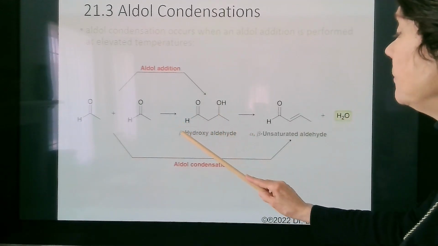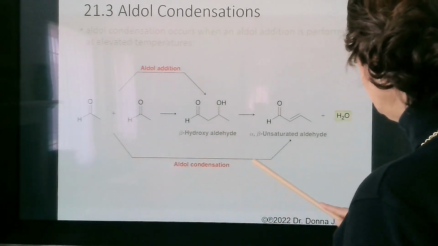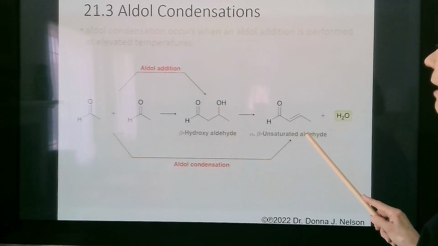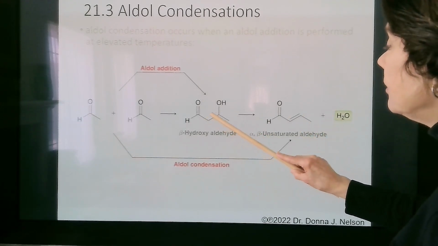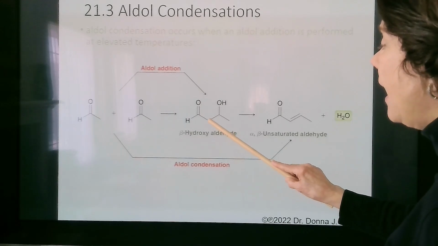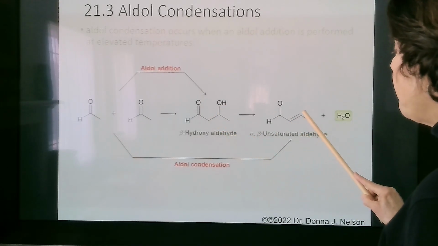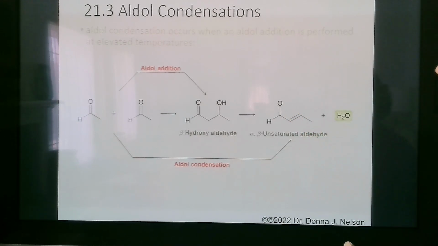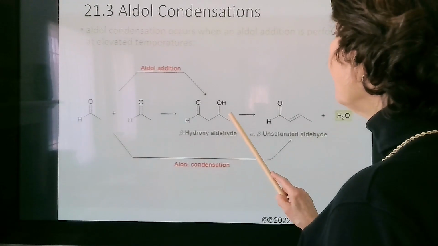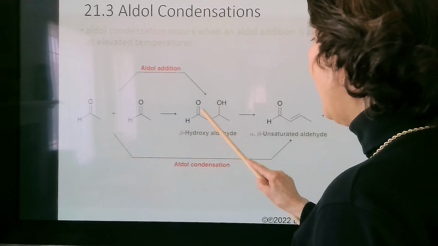So this becomes the aldol addition. If it's done with a little bit of heat, then it becomes the aldol condensation product, where the water is lost across the alpha-beta carbons. This is the alpha position, beta position. Now it is the alpha-beta unsaturated aldehyde. Here, the hydroxy group was at the beta position. Beta hydroxy aldehyde.